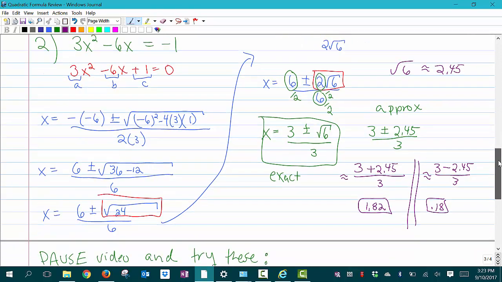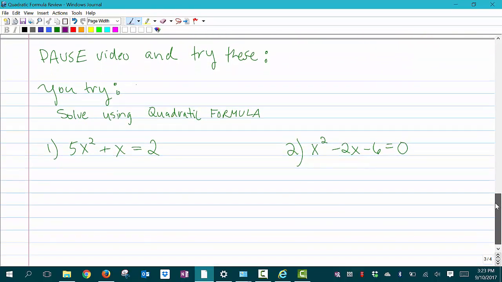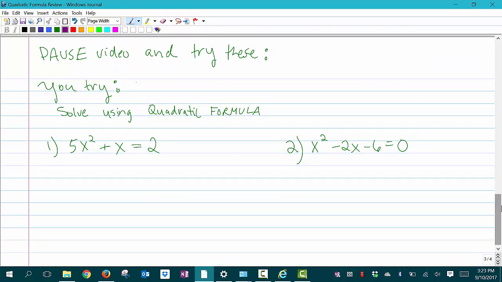Now it's time for you to try a few problems. Pause the video and try these 2 problems. Solve using the quadratic formula. 5x squared plus x equals 2, and then also x squared minus 2x minus 6 equals 0. Pause the video, try them, and then see if your final answer is correct.